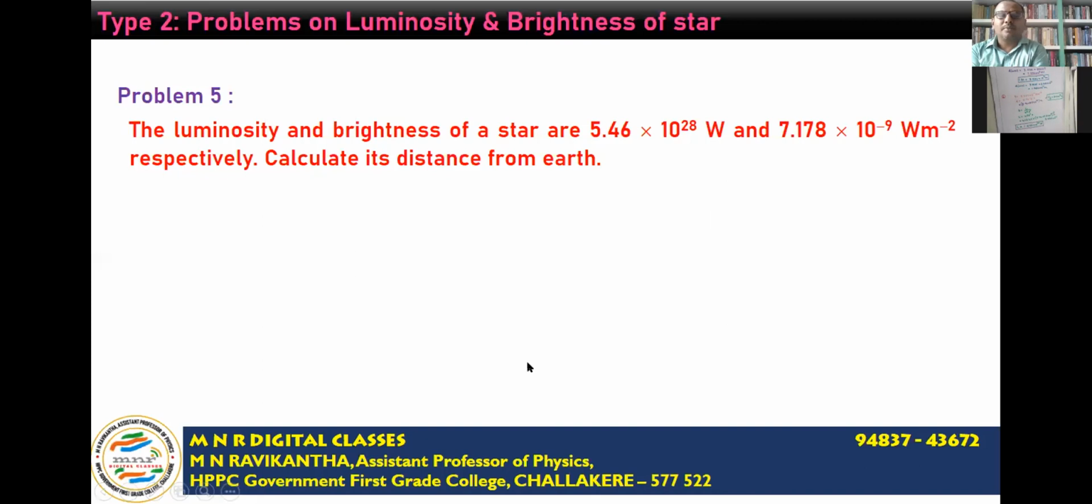Now the next problem, that is fifth problem. The data given in this problem is the luminosity and brightness of the stars are 5.46 into 10 to the power of 28 watts and 7.178 into 10 to the power of minus 9 watts per meter square, respectively. Calculate its distance from the earth. The data given, luminosity and brightness, and you are asked to find the distance from the star. Distance from the earth.